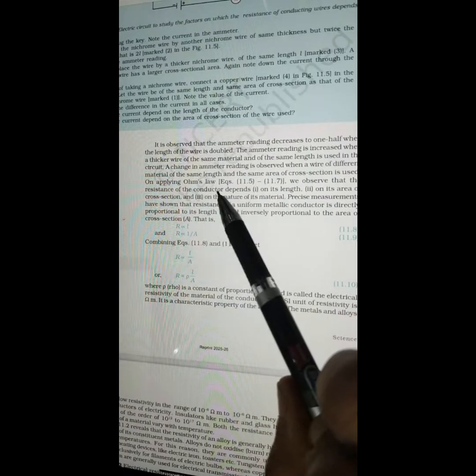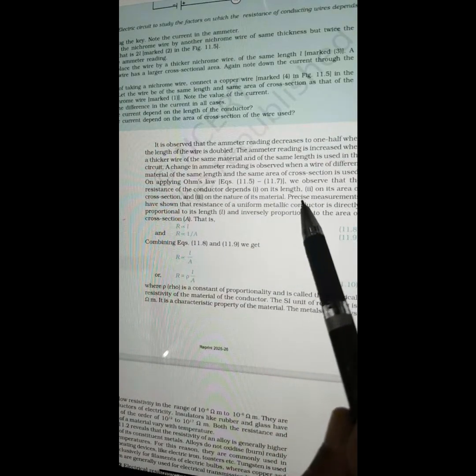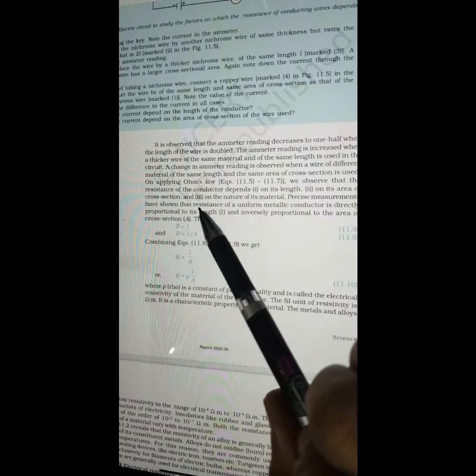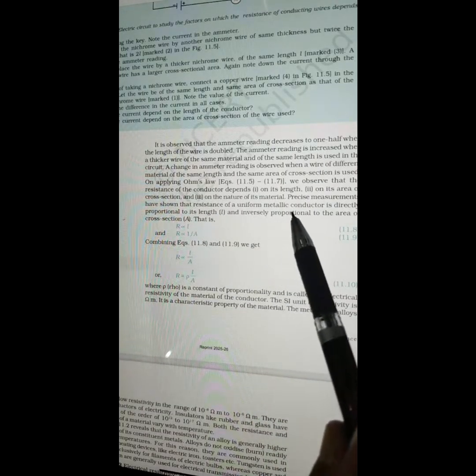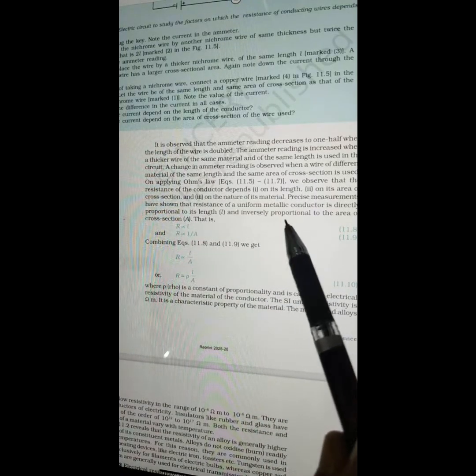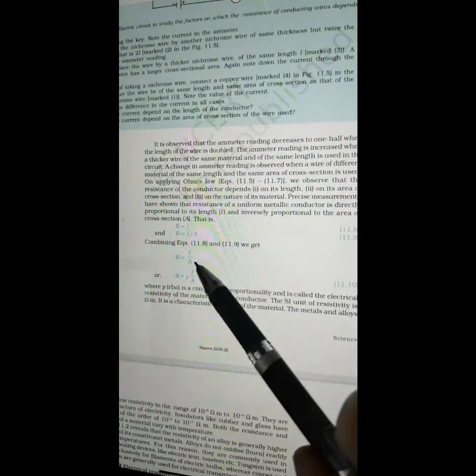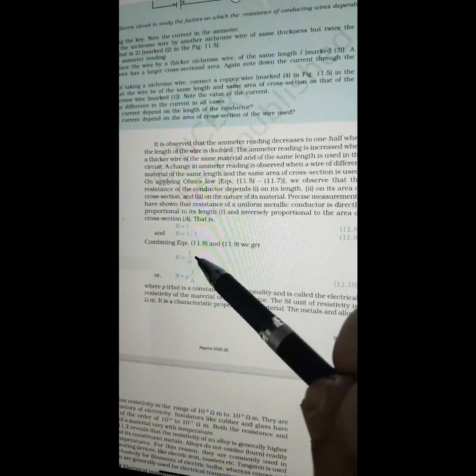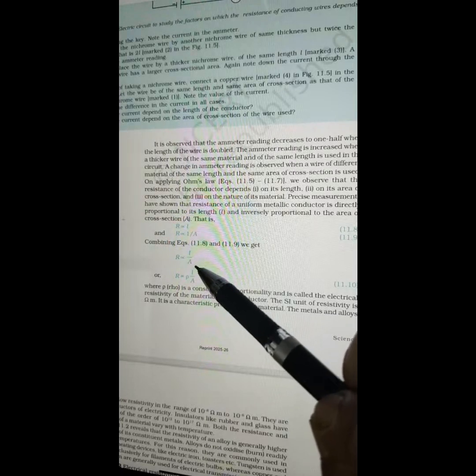On applying Ohm's law, as seen in equations 11.5 and 11.7, we observe that the resistance of the conductor depends on its length, on its area of cross section, and third, on the nature of its material. Precise measurements have shown that the resistance of a uniform metallic conductor is directly proportional to its length L and inversely proportional to the area of cross section A. That is, R is directly proportional to L, and R is proportional to 1 by A. Combining both the equations, we get R is directly proportional to L by A.